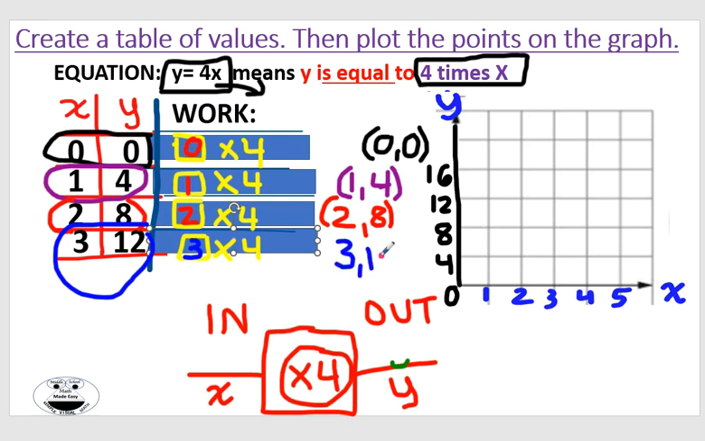So each row represents an xy coordinate, a point that we're going to plot, and we see this in the table, x and y. So we're going to start with (0, 0). (0, 0) is here, the origin where the y-axis and x-axis meet. If you need help on how to plot points, please check out my video that I did on plotting points. Hopefully that will be helpful for you.